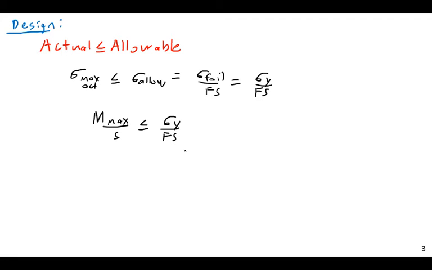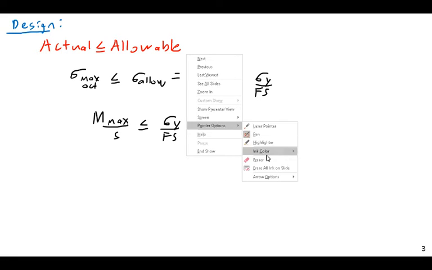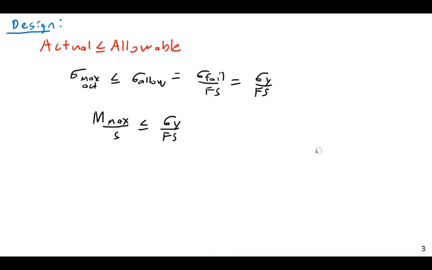Or in terms of beam design, if I distill all of this down and rearrange this, I can say that for the purposes of beam design, S, the section property, must be greater than or equal to M, the moment at that section, or mainly the max moment in the beam, times the factor of safety divided by the yield stress. And this is what you actually use to choose a cross-section.